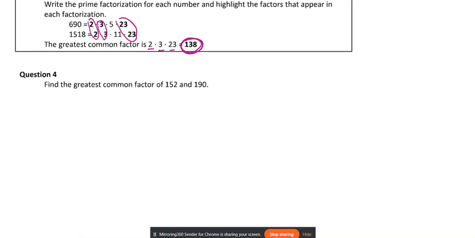Okay, so let's do our own here. It says find the greatest common factor of 152 and 190. All right, so we'll break it into its parts here. So actually I'm going to write it out again. So 152. So 152 could be written as, or what are the two factors for that one? Yep, 2 and 76. Okay, 76. 38. So 2 and 38.